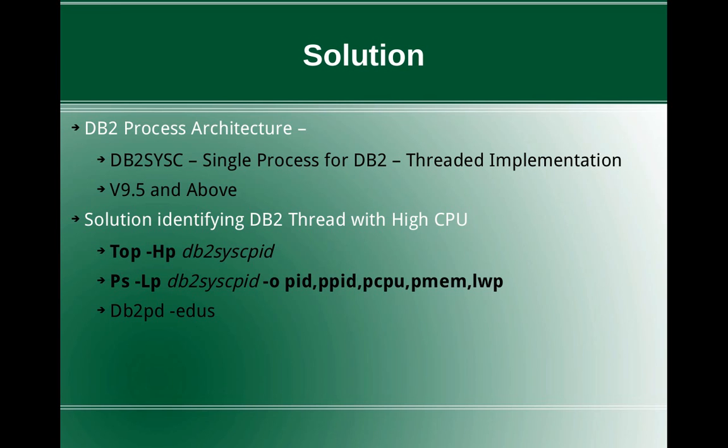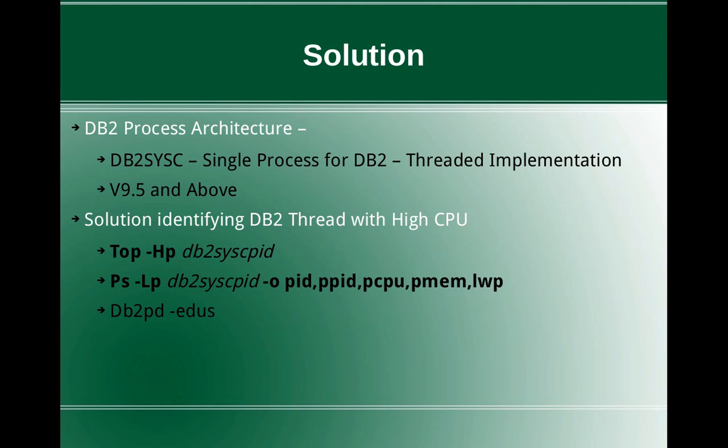Which means for that particular process, it will display the threaded view of that process. So top -Hp, where p is for the process ID. We have to provide the db2sysc PID, which we got for that instance when we started it. Using the top command -Hp option, we can get the threaded view of the db2sysc process. For individual threads, it will tell how much percentage of CPU is consumed and how much memory is consumed. So this is the OS level command.